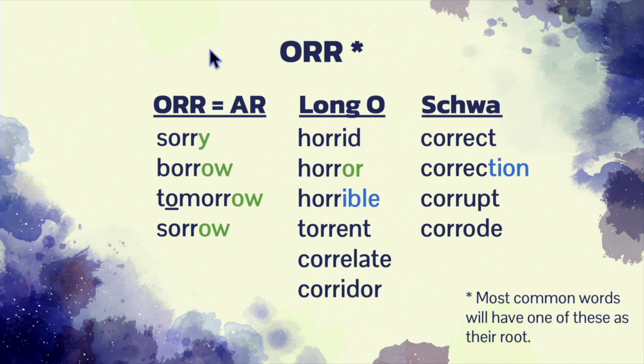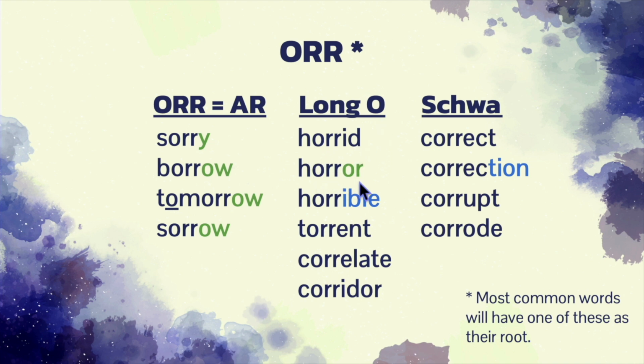ORR can have 3 different sounds. Most of the common words with ORR will have as their root one of the words on this page. So if you can learn these ones, you'll be able to figure out most of the rest of them. In these words, ORR sounds more like R with a broad A sound. Y at the end of a longer word usually has a long E sound. So we have sorry. In all 3 of these words, OW will have the long O sound. Borrow, this has a long O. Tomorrow, sorrow.